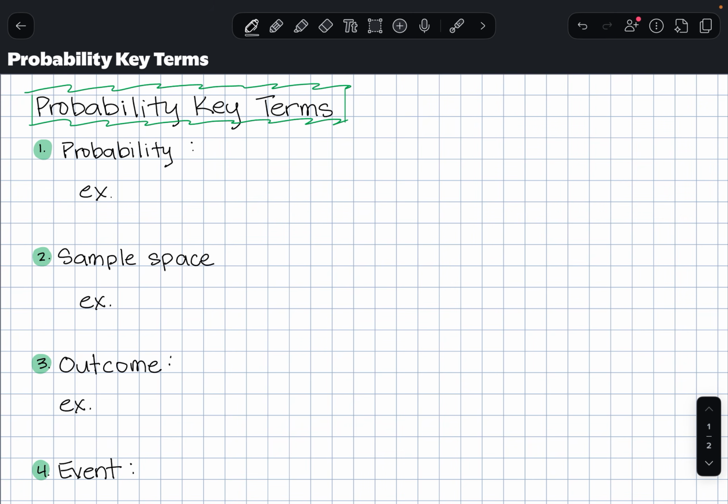This week we're focused on probability and discrete probability distributions. And we're going to start this first video with a short intro to some key terms that we're going to be using throughout the unit. And the first term is probability. What is probability? Probability is the likelihood of something specific happening.